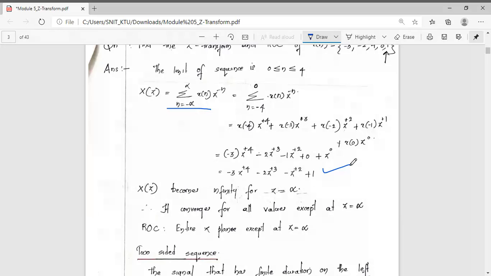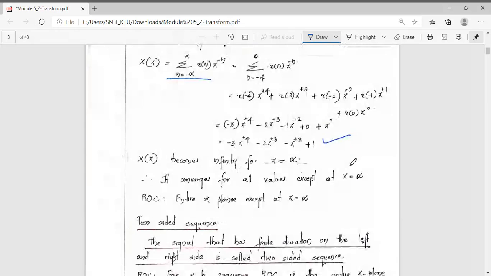So what happens if we put 0 here? If we put 0 for z, we get x of z as 1, so it is a finite value. And what will happen if we give infinity here? If we give infinity to z, x of z becomes infinity plus 1, and infinity plus 1 means infinity itself. So for any value other than infinity, x of z has a finite value. But for z equal to infinity, x of z also tends to infinity.